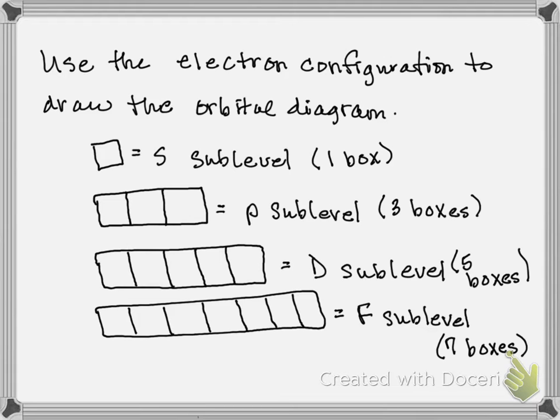One box by itself represents the S sublevel. 3 boxes attached represent the P sublevel. 5 boxes attached represent the D sublevel. And 7 boxes all attached represent the F sublevel.